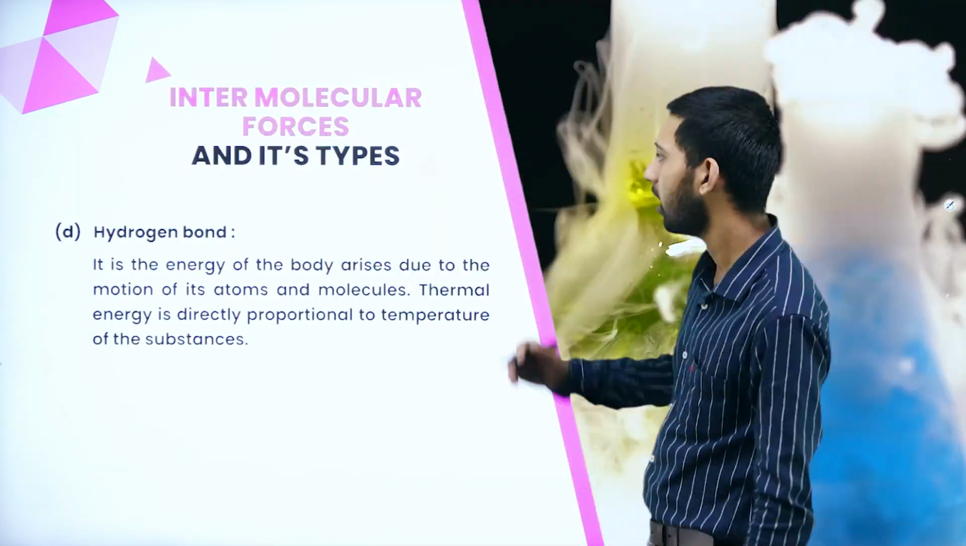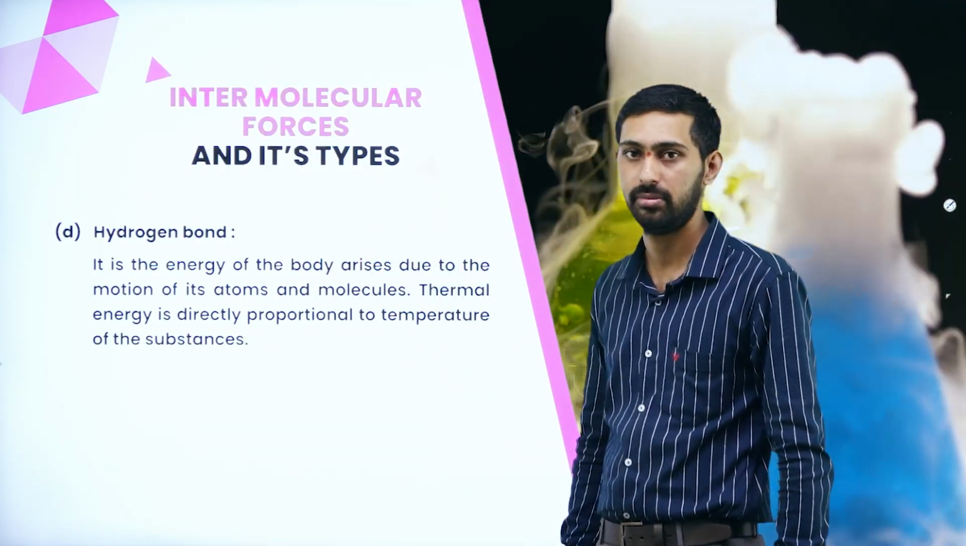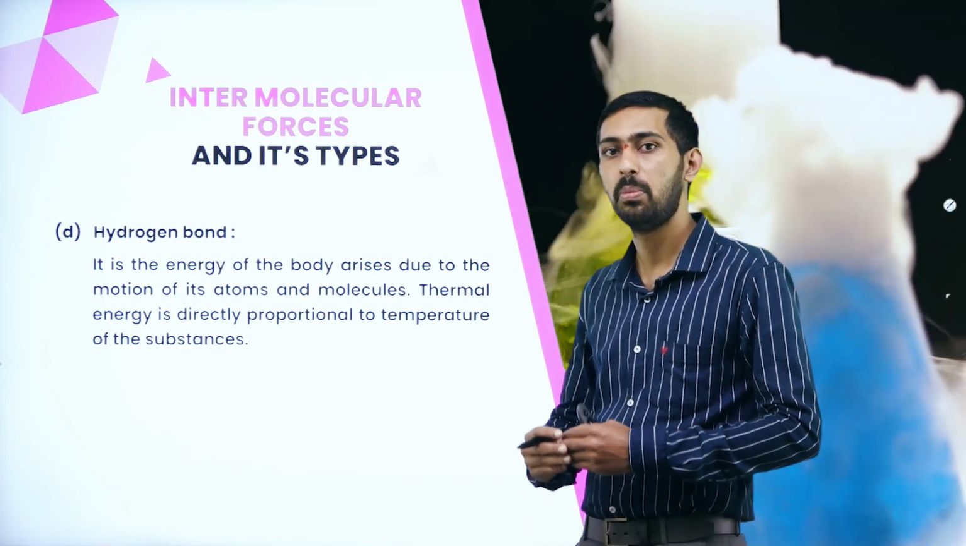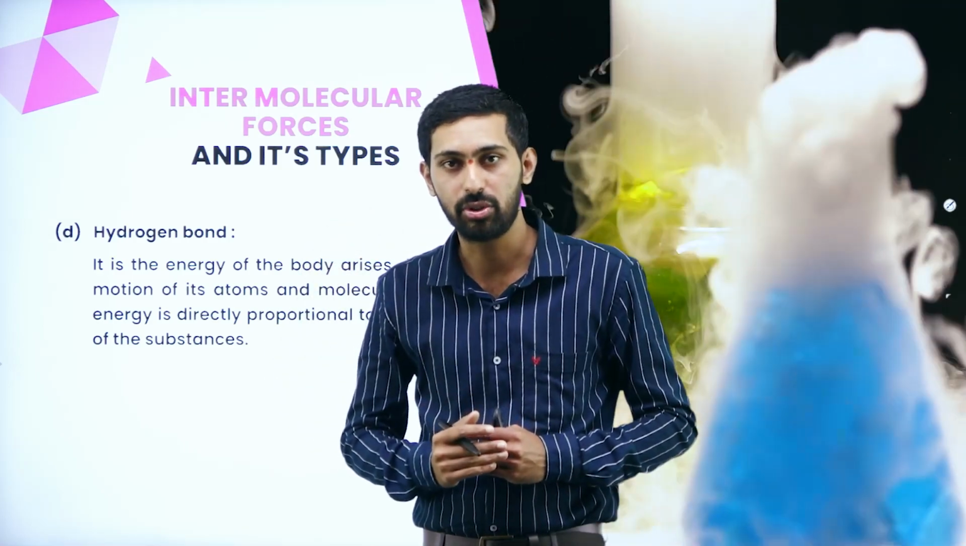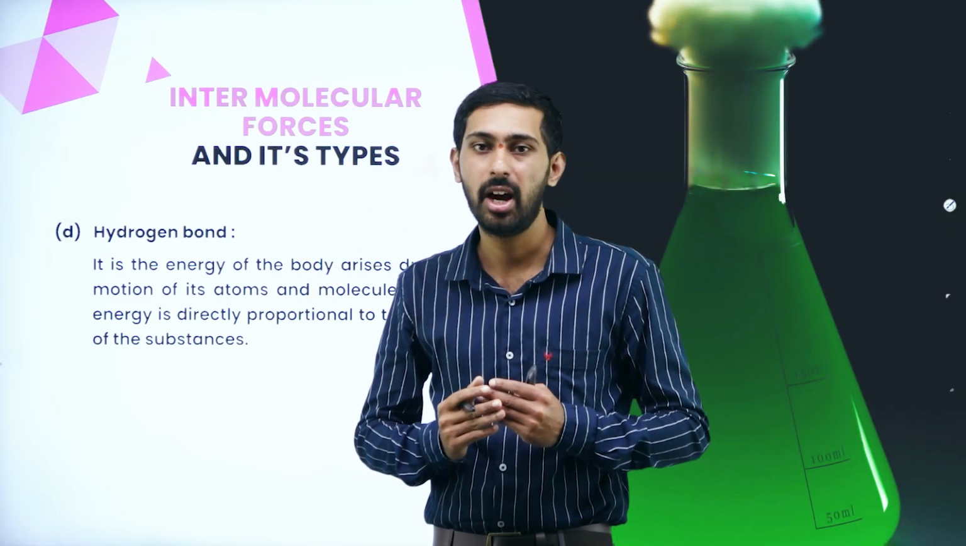Okay. Next thing, the fourth one, is hydrogen bond. What do you mean by hydrogen bond? It's a bond between one electronegative atom and a hydrogen. Correct, right? So that is called a hydrogen bond.